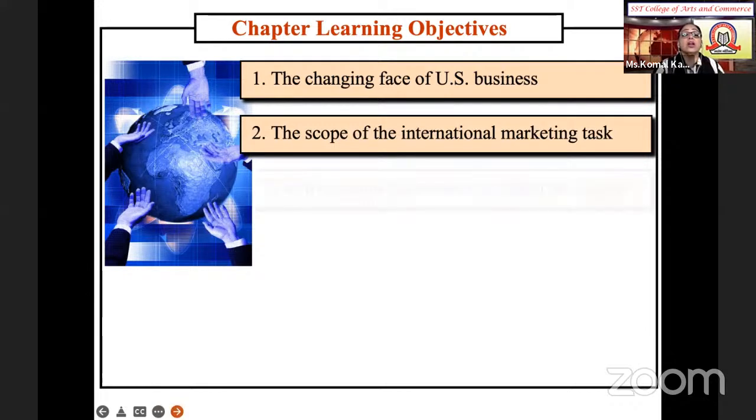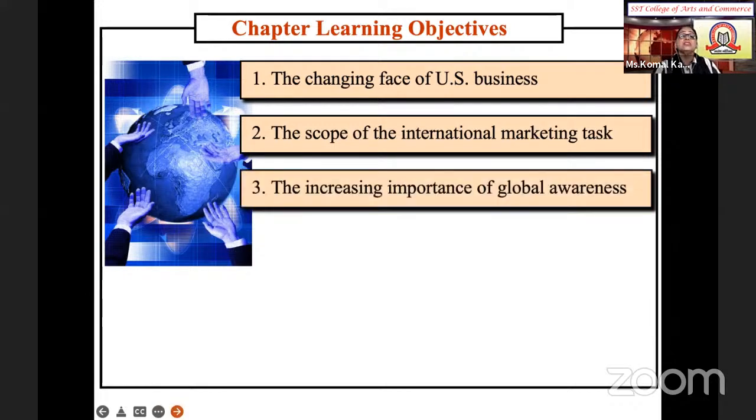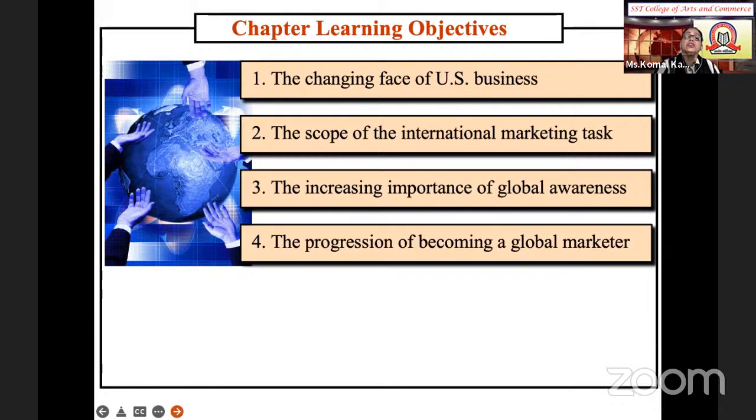As we all are aware, the US is a big backbone for the rest of the world, guiding them and supplying them with the latest technology. Let us see the changing phase of US business. The scope of international marketing tasks due to US business is changing every year.